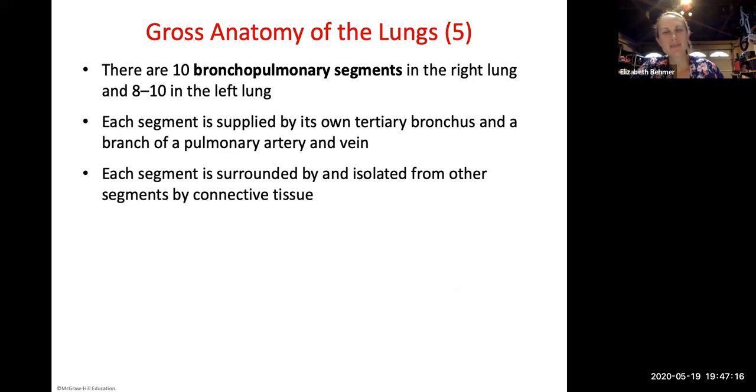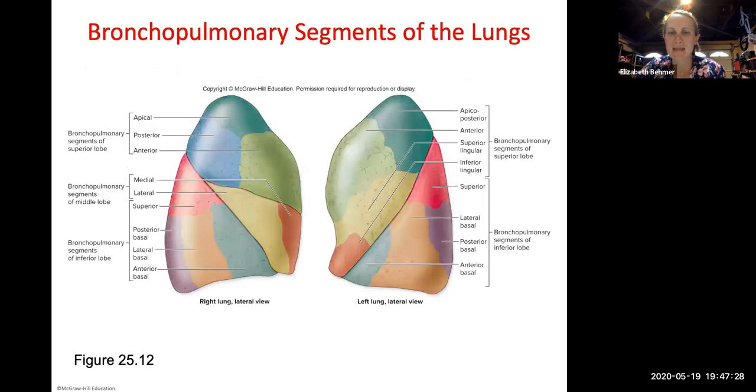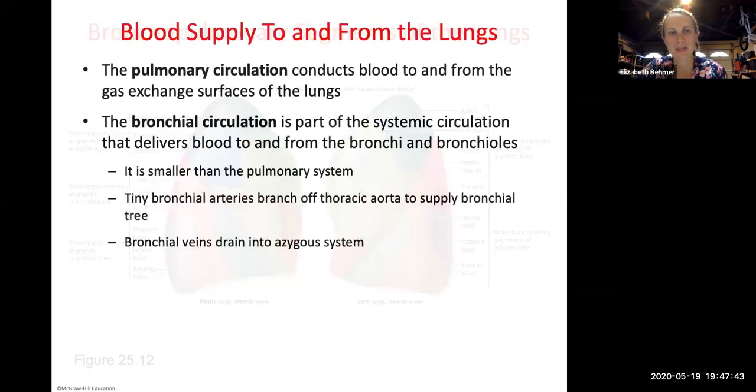These are the segments of the lungs itself, and the segments are pieces of the lung that we divide because each is supplied by its own tertiary bronchus and a branch of the pulmonary artery and vein. So I'll just show you this picture of these segments. These segments are important to just see where the tertiary bronchioles are going within each lobe of the lung.